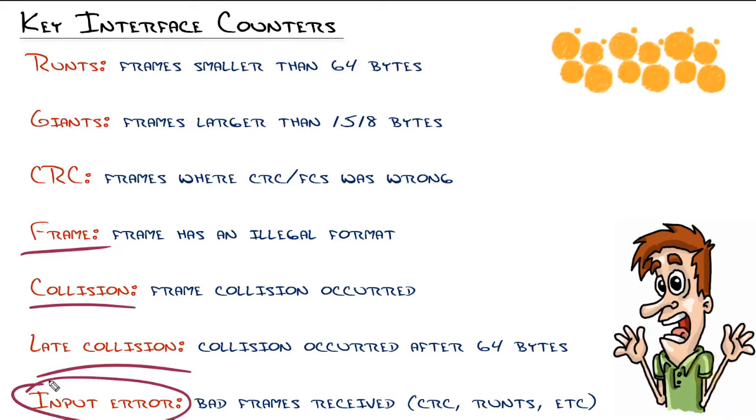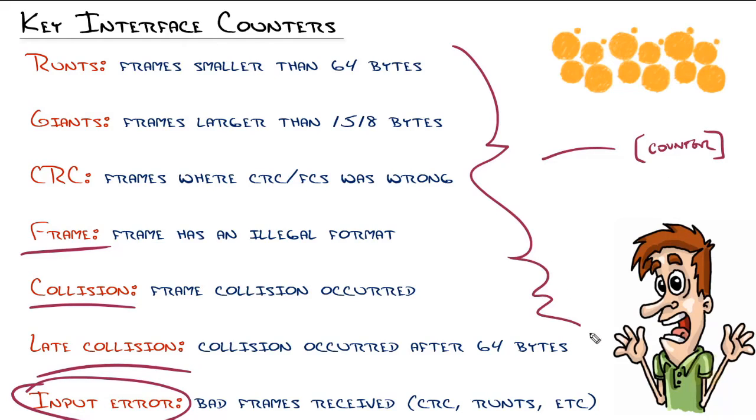And then input error lumps bad frames, at least all of these, into one single counter. Now, the reason I didn't include collisions in that counter is because the switch doesn't know it's a collision unless it transmitted it. Remember, it's like I sent that and I saw the car accident happen on the wire. If it's on the receiving end, if it didn't send the data, then it's just like, man, bad stuff just came to me, and it's going to record it as an input error. Does that make sense?